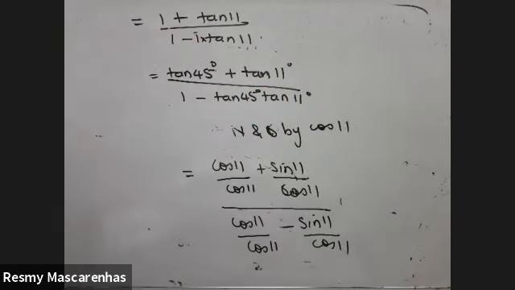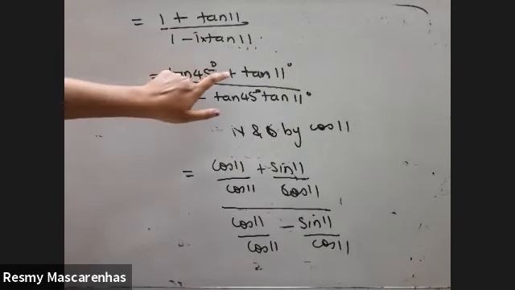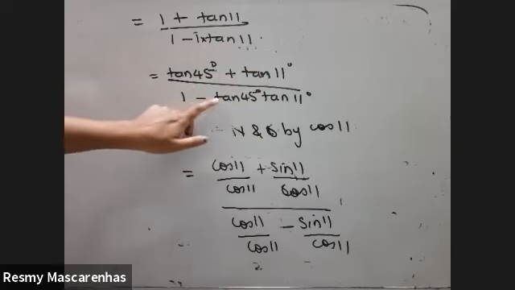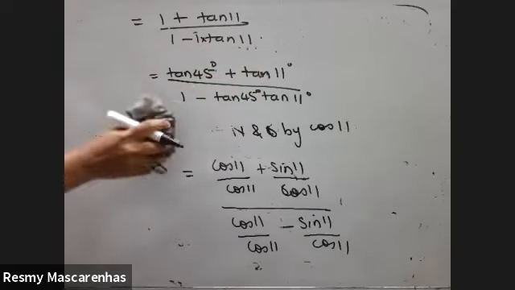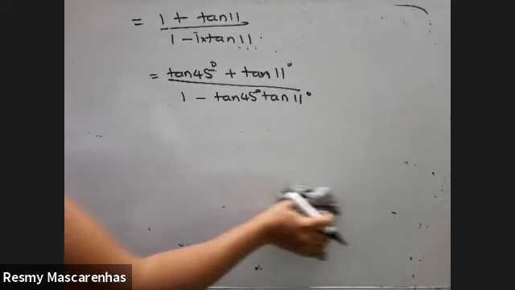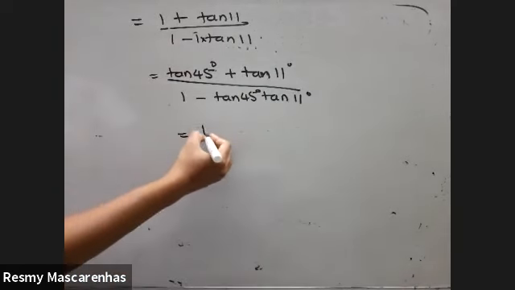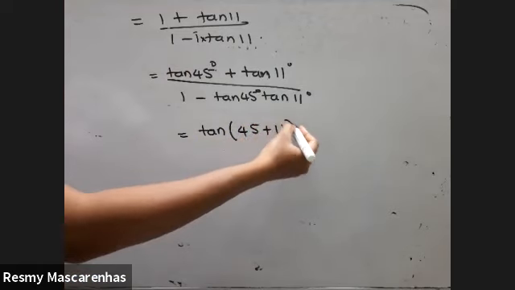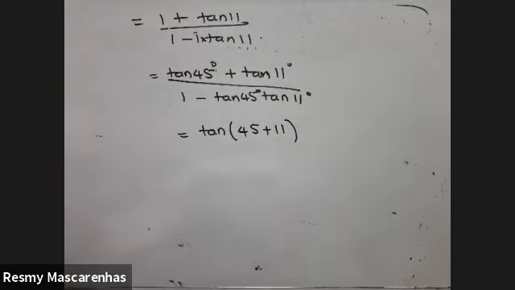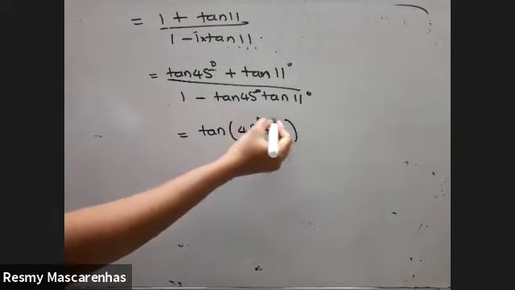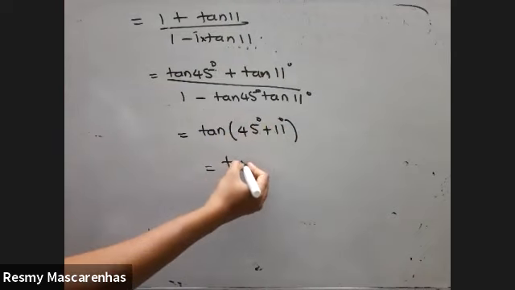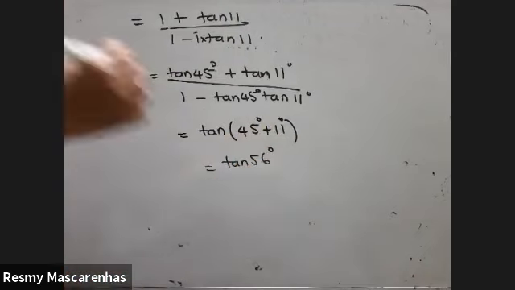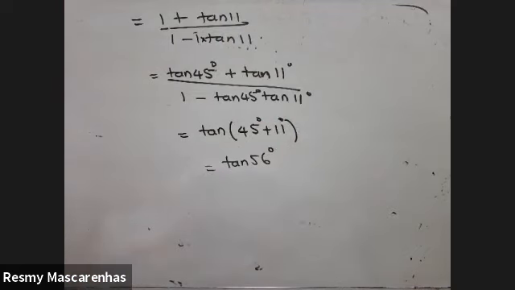And this is the formula. Now it is in the form of tan A plus tan B upon 1 minus tan A tan B. So this will be tan of A plus B, and that's how you will get it as tan of 56. It is equal to the right hand side.